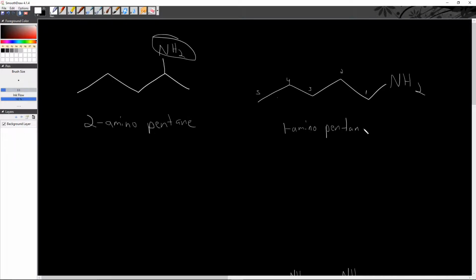With these, if you wanted to use the other naming, you could. With that, you just end it with amine, but we have to change the pent to a pentyl. So this would be like pentyl amine. I personally like this one better. It makes it easier to change what's on the rest of the carbon chain.